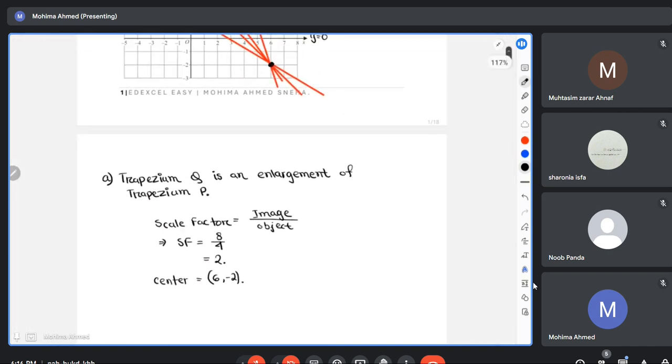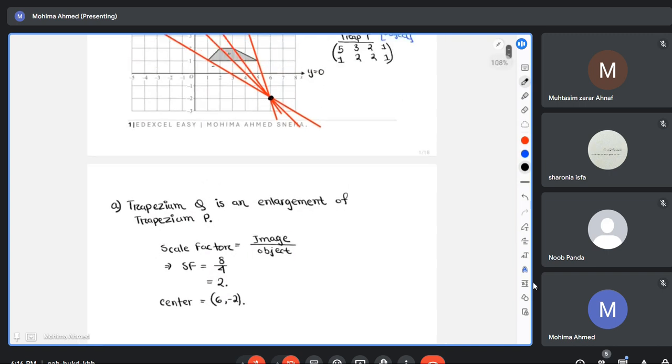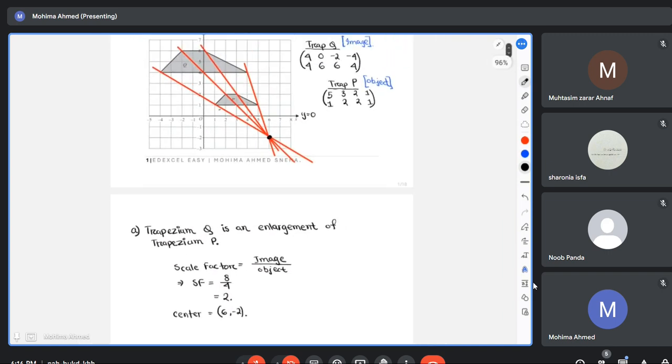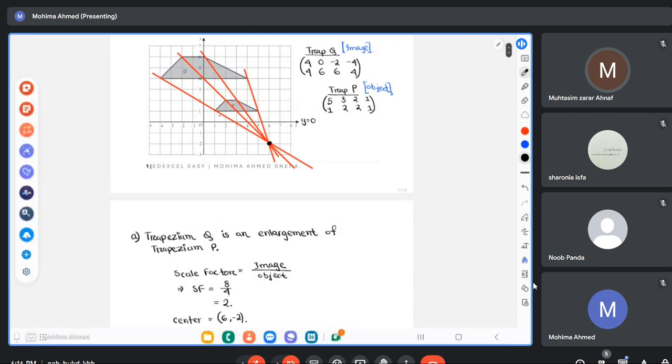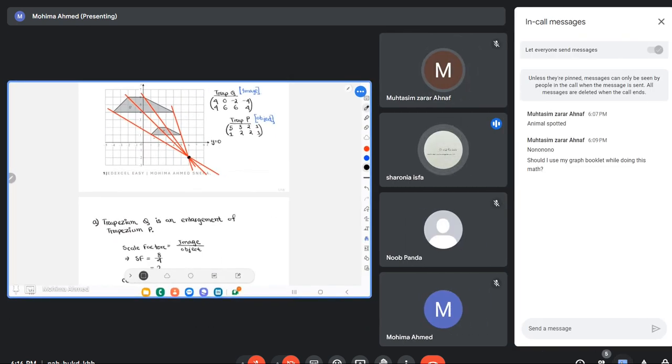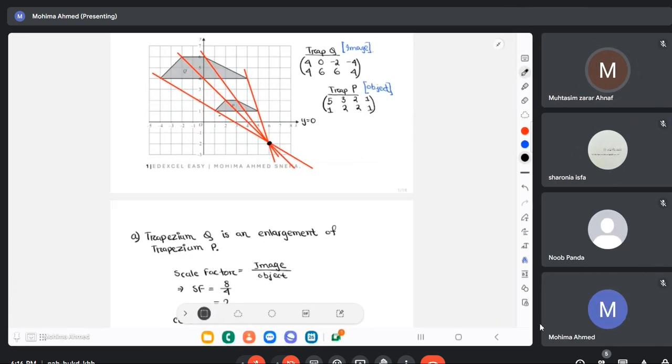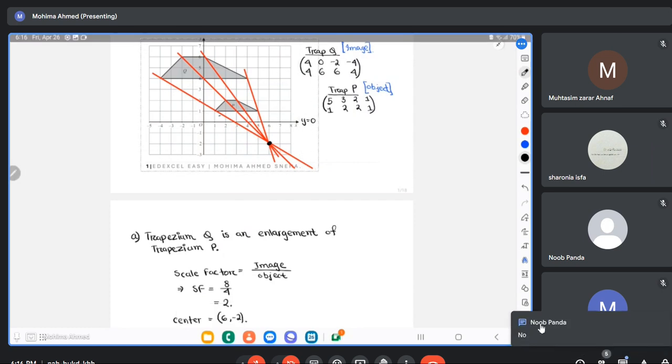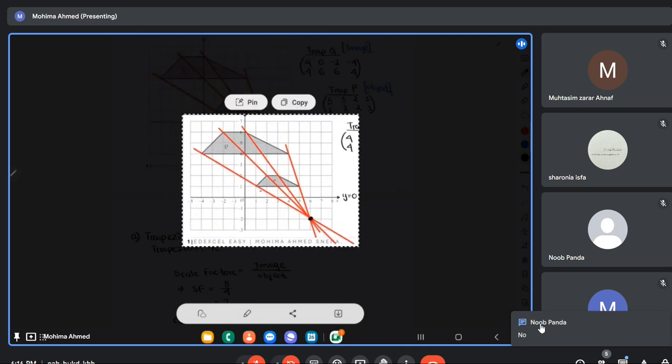Any question till now on how we understood the transformation from trapezium P to Q? Any question for this diagram? No. Himika, Isfa, do you guys have any problem? No, bro. Okay. I'll just take a screenshot of this and then we'll continue, because maybe I'll need the same diagram for different cases. Okay. I'm just going to erase it.